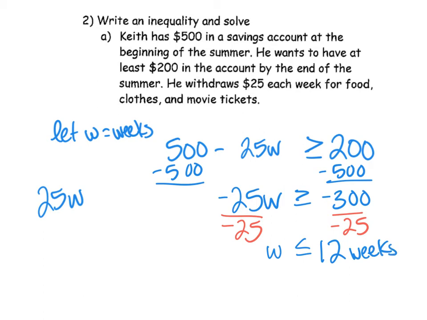When Keith gets to the end of the summer, that's 12 weeks later, what's going to happen to his bank account? He'll have $200. So 12 weeks later, he'll still have 200. But that's his stopping point. He can't eat any more food. He needs to start starving himself. No more food, Keith. Maybe he was fat to begin with, so I don't know.